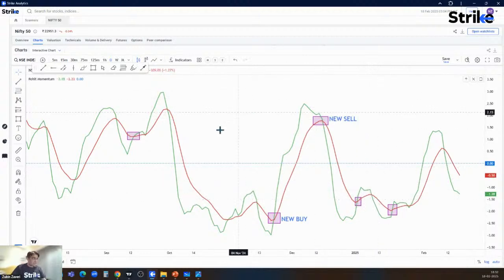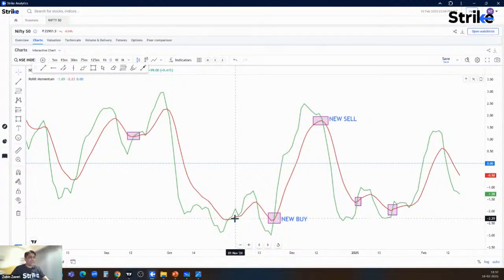Now you can see that this RMI line keeps on oscillating around this particular blue dotted line. That is nothing but the zero line. Like we have the same zero line in MACD. So this is also a zero line. A better buy signal is generated when the RMI line goes below zero and then gives a fresh buy signal. Generally it is said that it is a stronger buy signal.